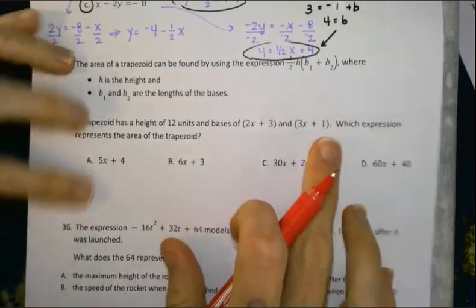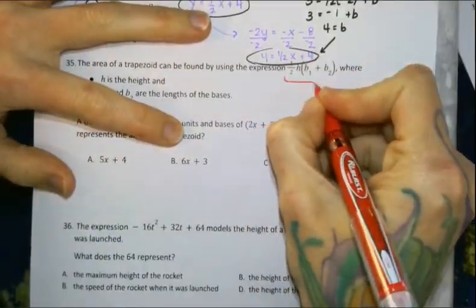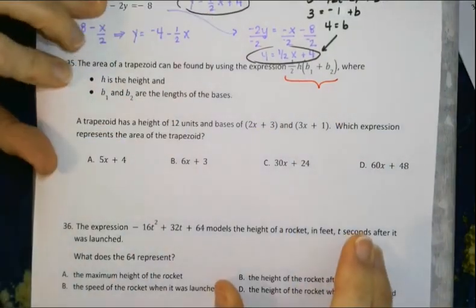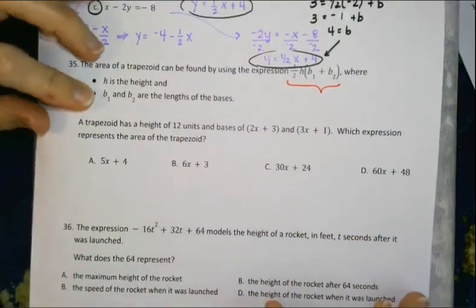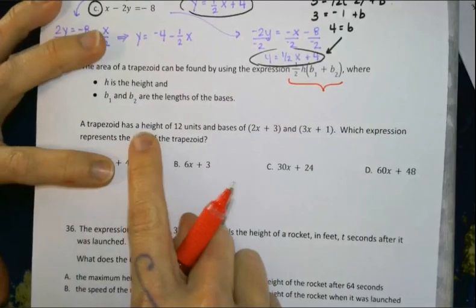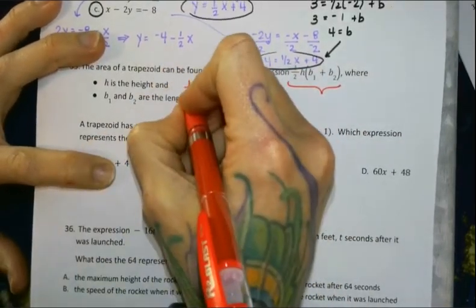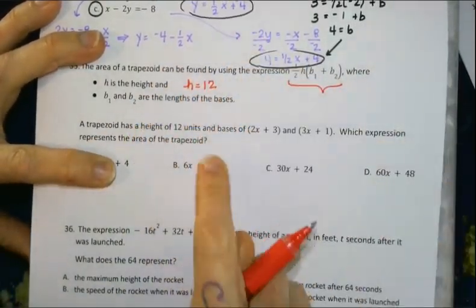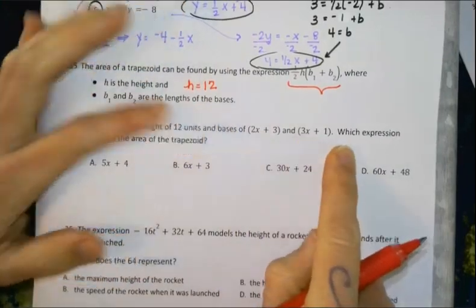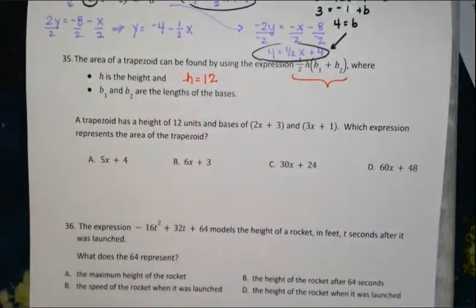The area of a trapezoid can be found by using the expression. So they've given us the equation where h is the height and b1 and b2 are the lengths of the bases. The trapezoid has a height of 12, and bases of 2x plus 3 and 3x plus 1. Which expression represents the area of the trapezoid?